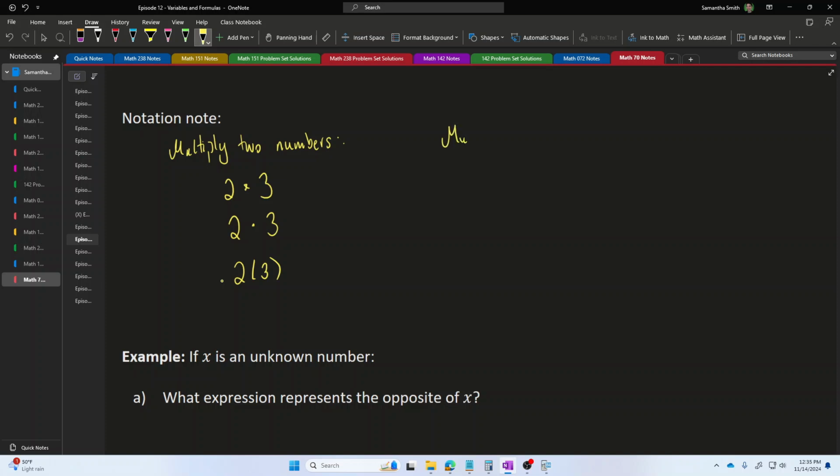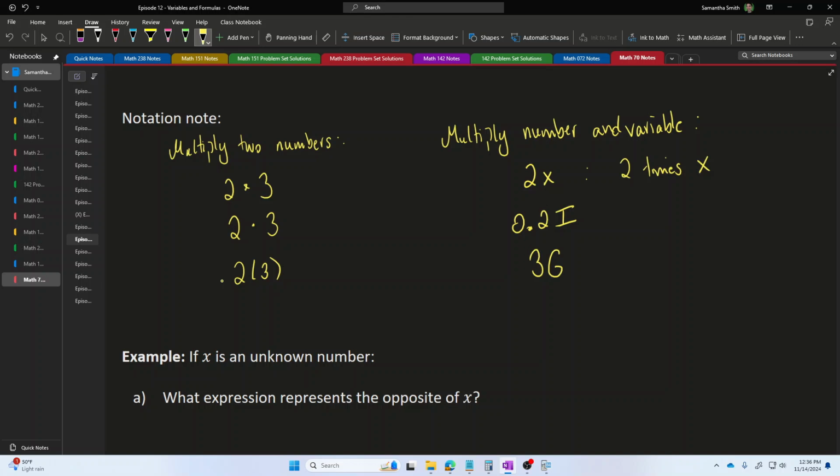However, if you're multiplying together a number and a variable, we can represent a multiplication just by putting the number and the variable next to each other. So if I wanted to write 0.2 times I, I could also just write 0.2 directly next to I. Or if I wanted to write 3 times G, I could also write 3 directly next to G.